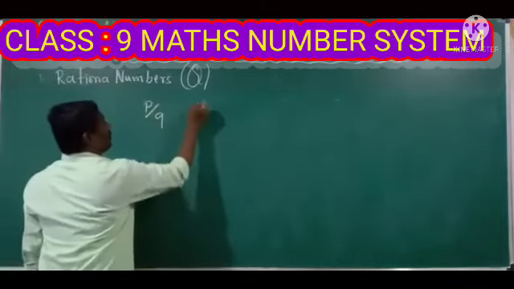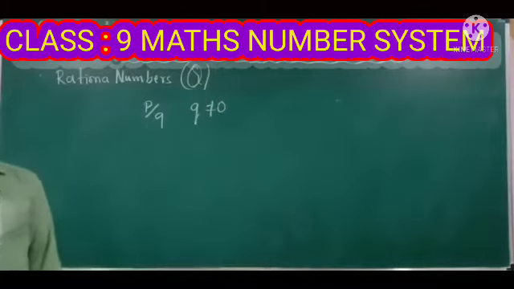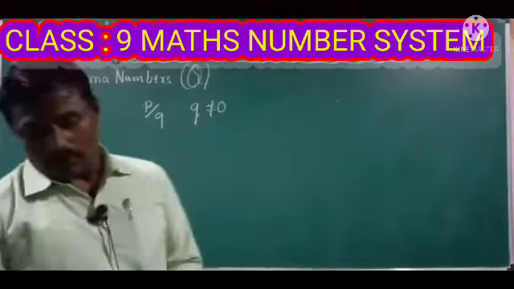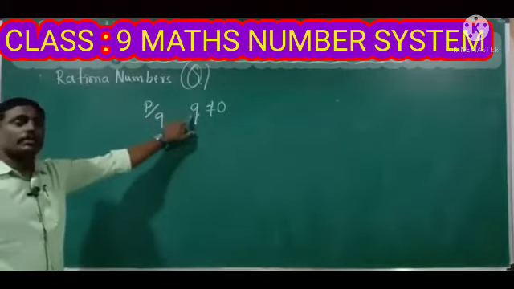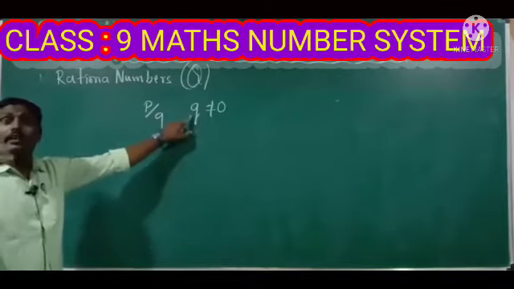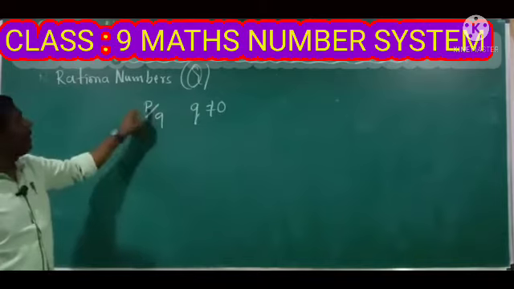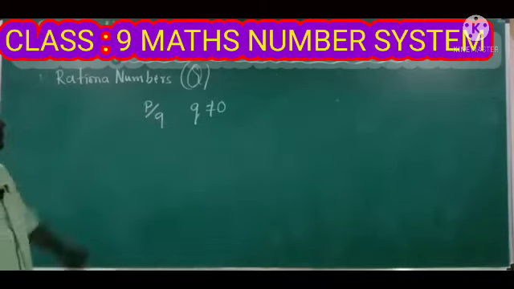Here Q is not equal to 0. Okay. If Q is not equal to 0, what if Q is equal to 0? What will we get? We get infinity, right? So all the rational numbers are in the form of P by Q.